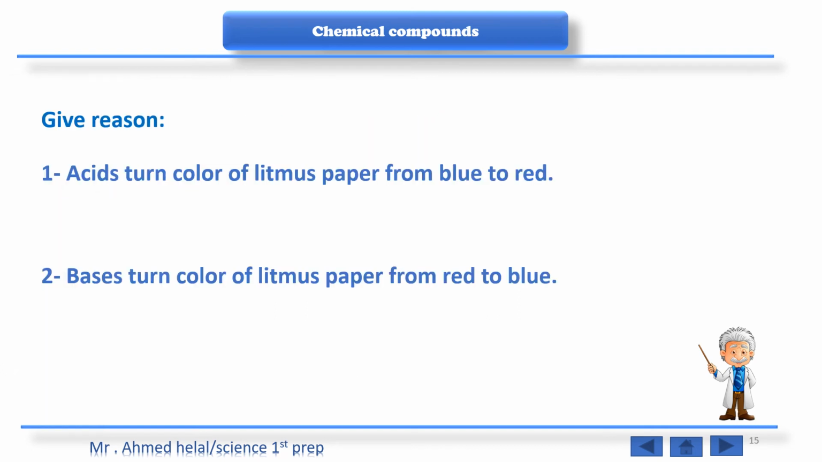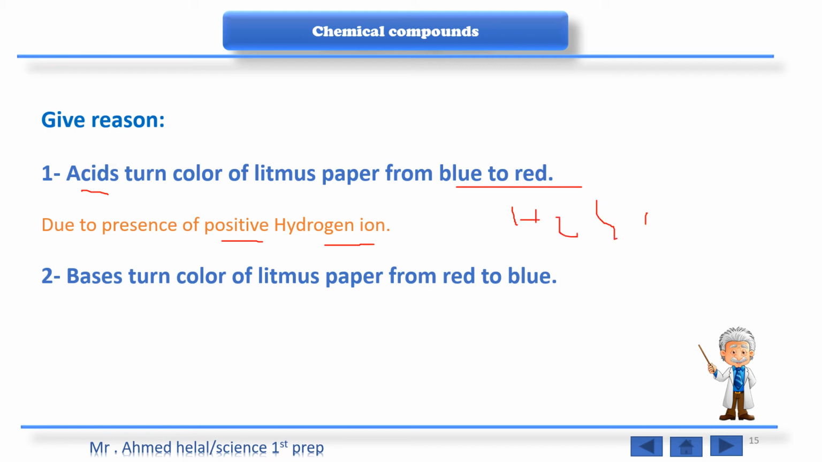And now give reason for acids turn the color of litmus paper from blue to red. Why? Due to the presence of positive hydrogen ion. Like when we are talking about H2SO4, it consists of two positive ions, two hydrogen positive ions. It turns the litmus paper from blue to red.